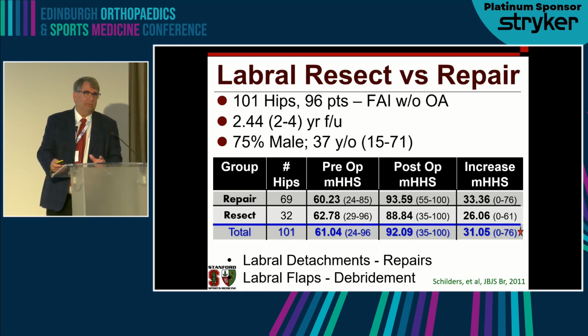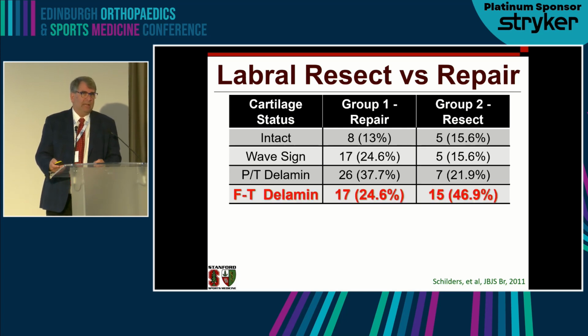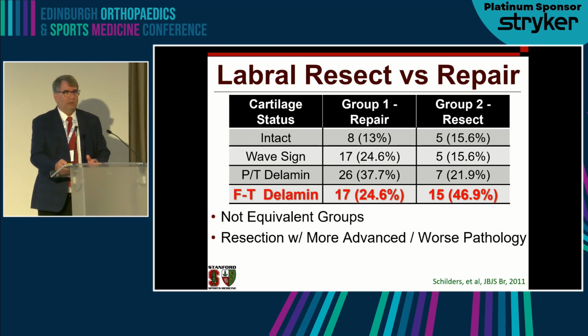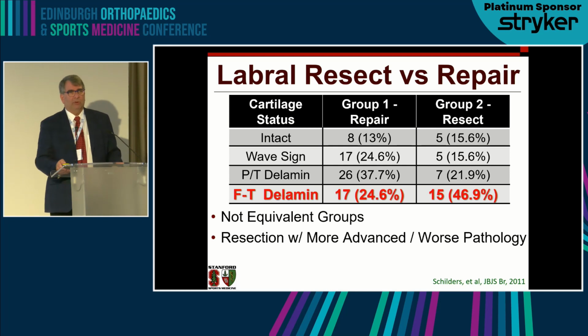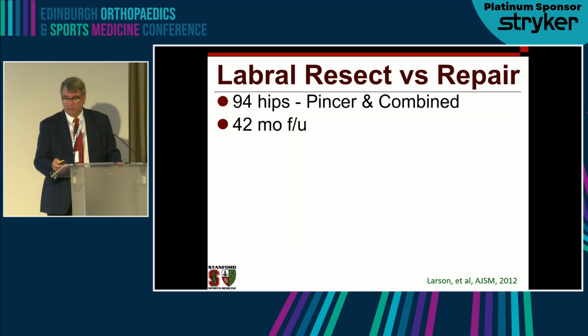The problem is, if you delve further into this and look at the associated pathologies, you find that the patients that had a repair had much lower incidence of full-thickness articular cartilage delaminations. What's already been suggested is that patients with articular cartilage damage don't do as well with hip arthroscopy as those that have intact cartilage. So that's a confounding factor that makes this difficult. They're not really equivalent groups. The resection group had more advanced or worse pathology, so you'd expect them to do worse regardless, and chondral damage is associated again with the poorer prognosis.